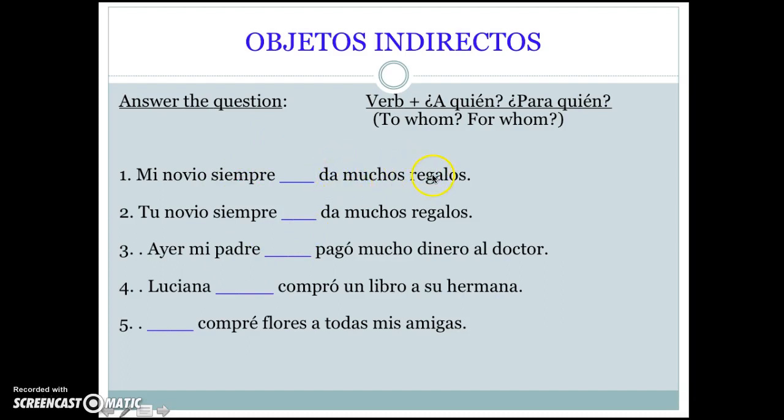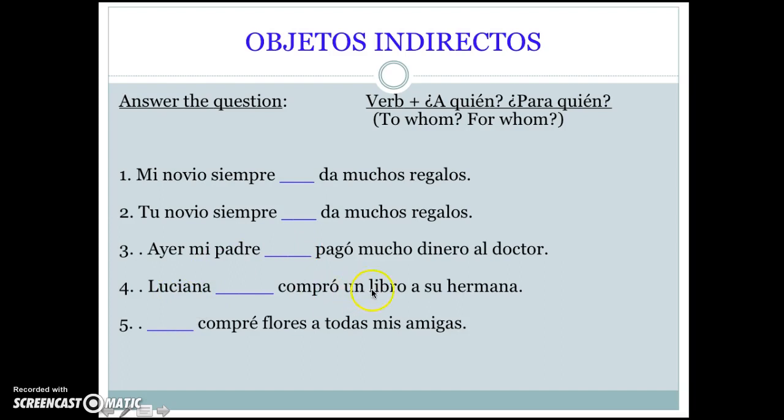He gives many gifts to who? To me. Tu novio siempre da muchos regalos. Gives many gifts to who? To you. Te. Ayer mi padre pagó mucho dinero al doctor. He paid a lot of money to who? To the doctor. Right? El doctor, that's third person. We do not worry about gender with the indirect objects. We have one option, and that is le.